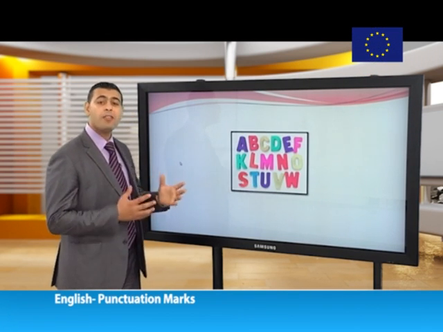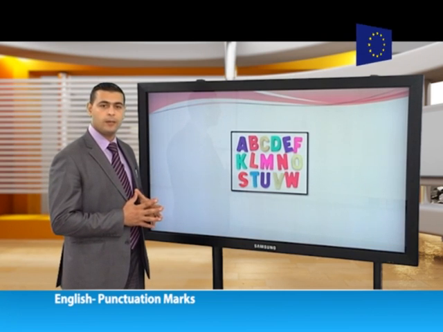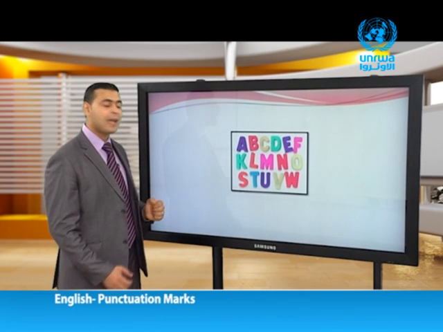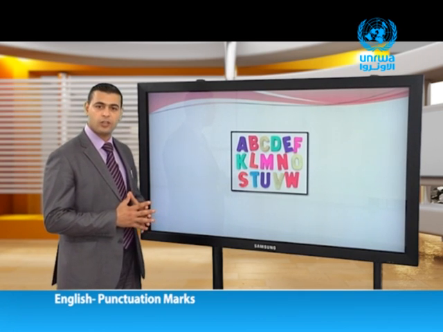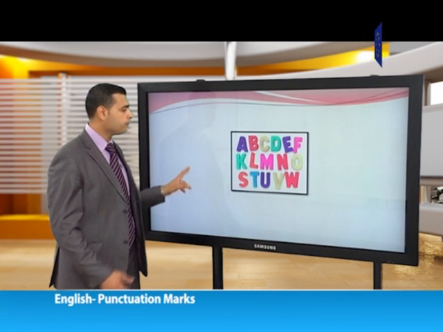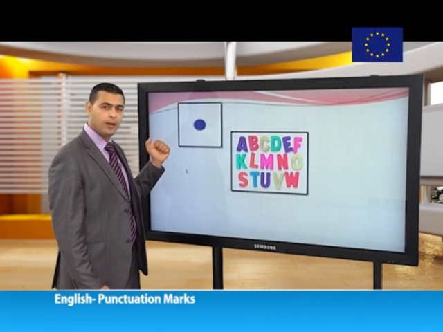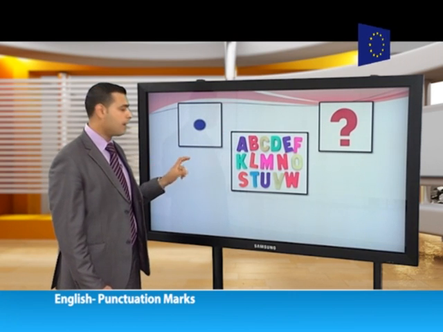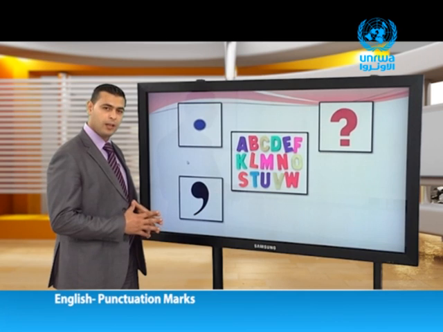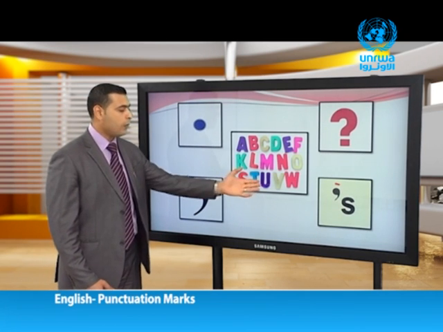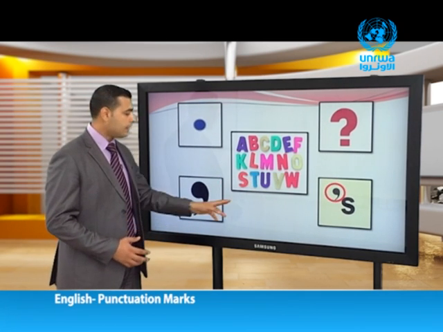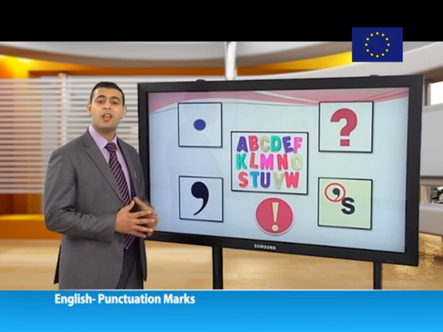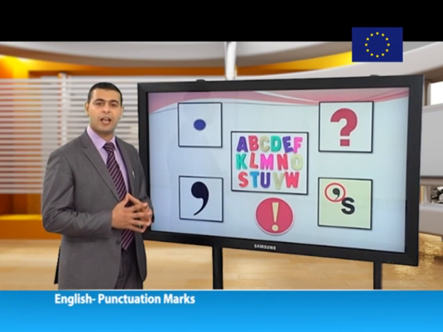Look at some of the punctuation marks used in English. Here we have capitalization. Here we have the full stop. Also there we have the question mark. Here we have the comma. There we have the apostrophe s. And here finally we have the exclamation mark. So these are some of the punctuation marks used in the English language.